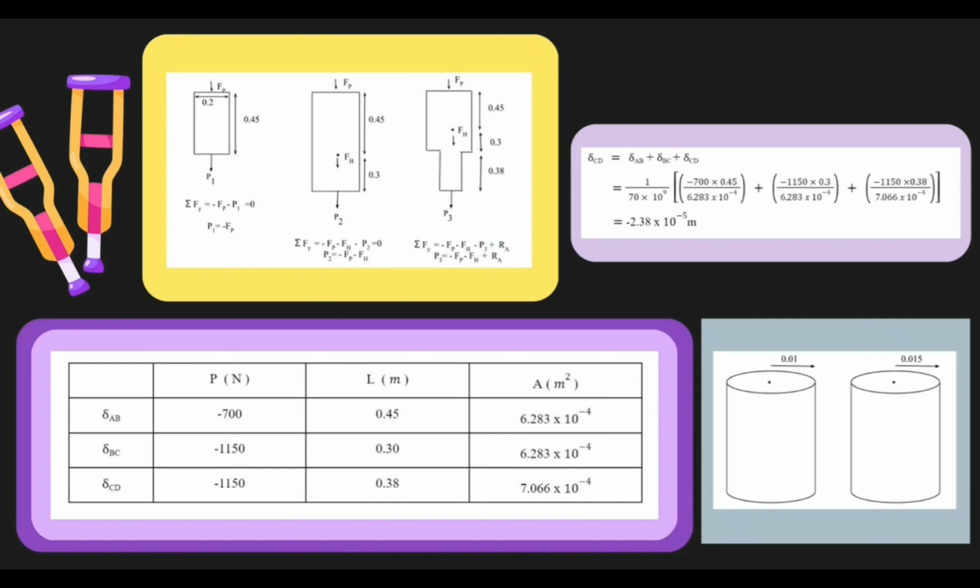First, we need to calculate the pressure of every part of the crutches at the y-axis. After that, find the length of every part for each delta. Then, calculate the area. For delta AB and BC, the radius of the cross-sectional area is 0.01 meter and the radius for delta CD is 0.015 meter. To calculate the cross-sectional area, we use the formula pi r square since they are cylinders. After that, we use the formula of deformation that I have mentioned before to calculate delta for every part or component and we total it.